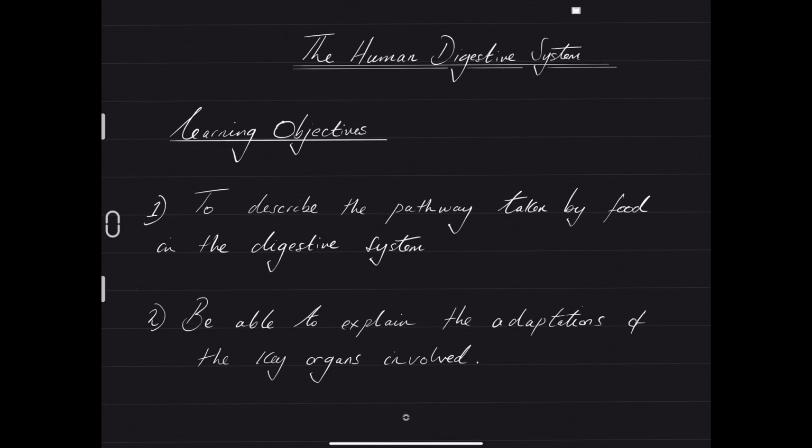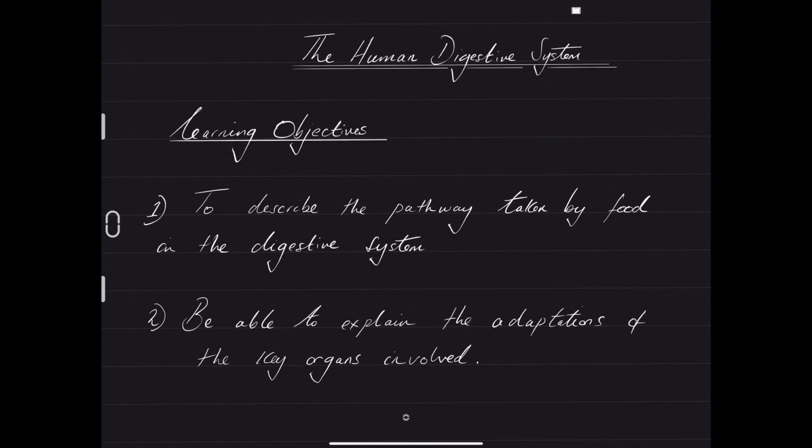In this lesson, we are going to look at the human digestive system. So, up to date, we have looked at how cells make up tissues, how tissues make up organs, how organs make up systems, and how organ systems make up an organism. Now we're going to focus on the human digestive system.